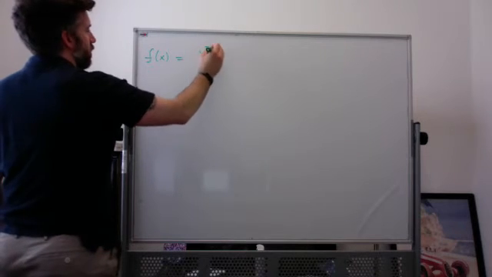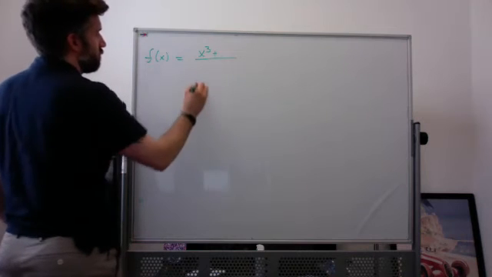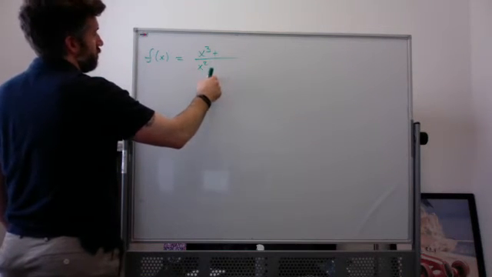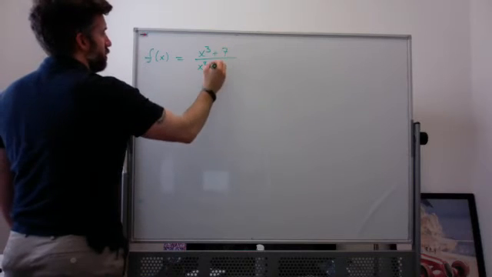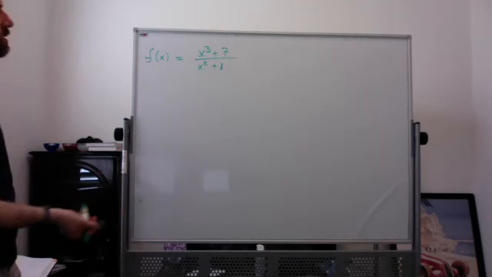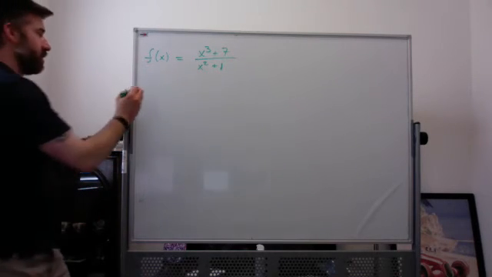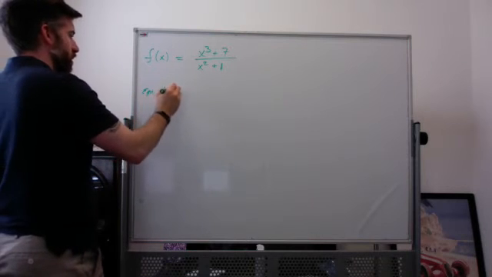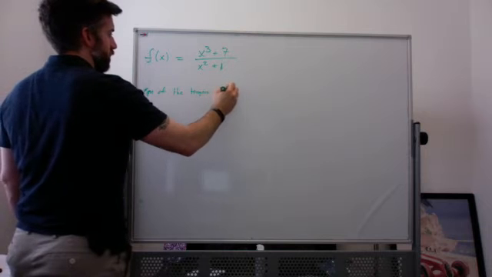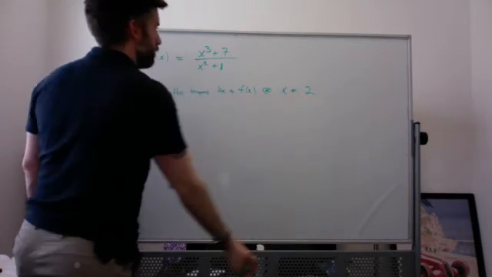Let's say our function is x cubed plus 7 over x squared plus 1. And I want to find the equation of the tangent line to this function at x equal to 2.